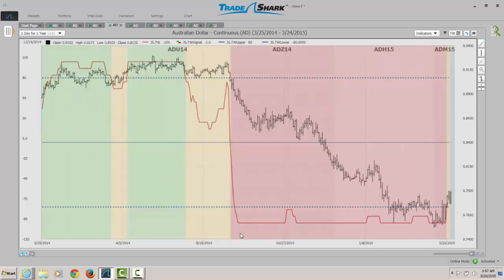Basically, that long continues. There's a brief period here where you're back to neutral as the trend weight dips below the plus 80 level. And again, you're neutral as we dip below 80 here. And finally, once we get to zero again, you go short, and that's where we are for the rest of the duration of this chart.